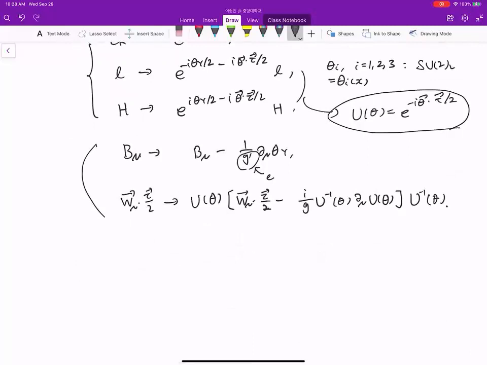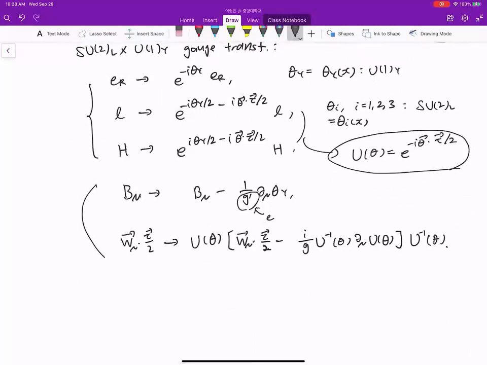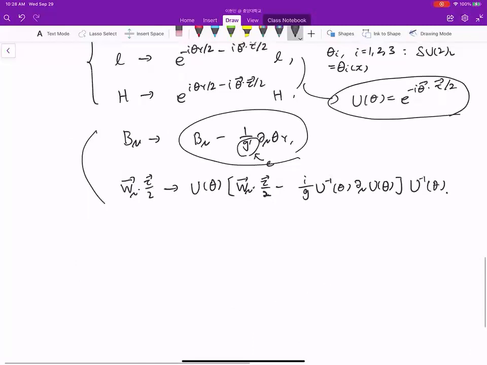So now we are going to discuss electroweak symmetry breaking and the unitary gauge. In unitary gauge, you can choose any gauge because you have a freedom, a degree of freedom, to transform. The so-called Higgs mechanism.